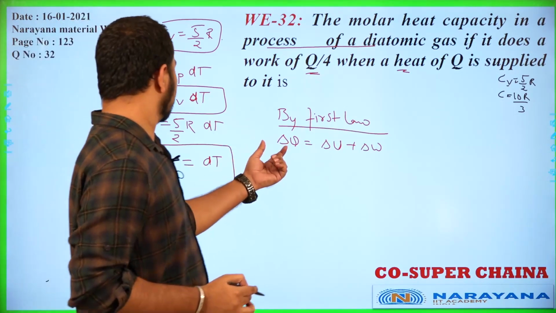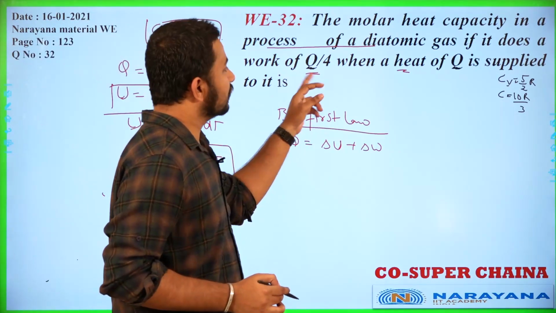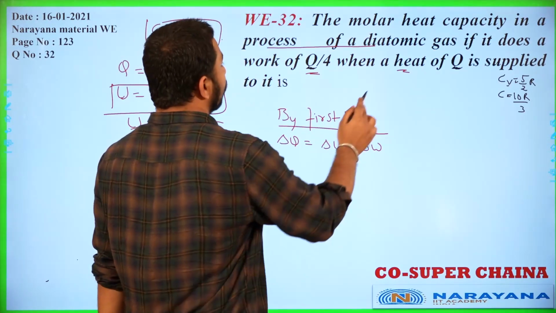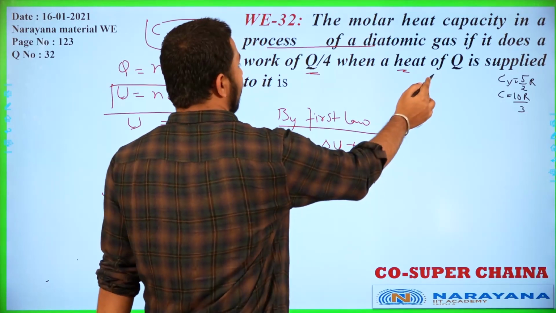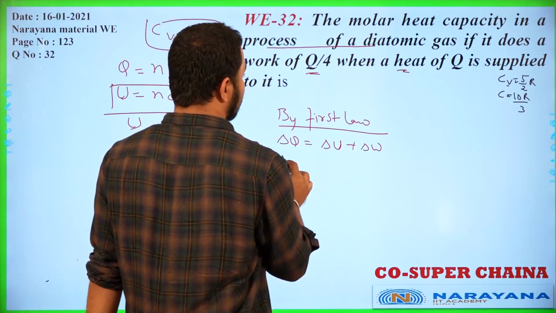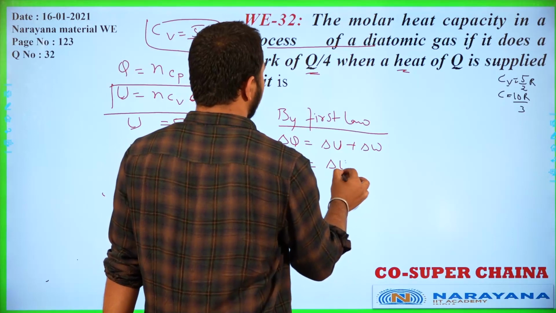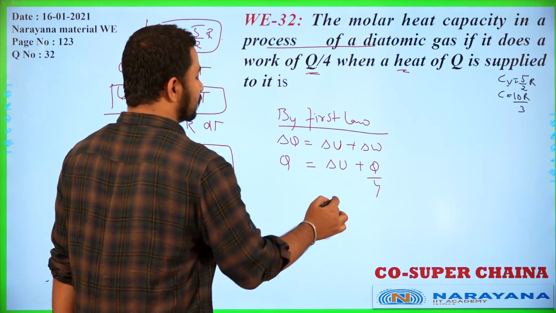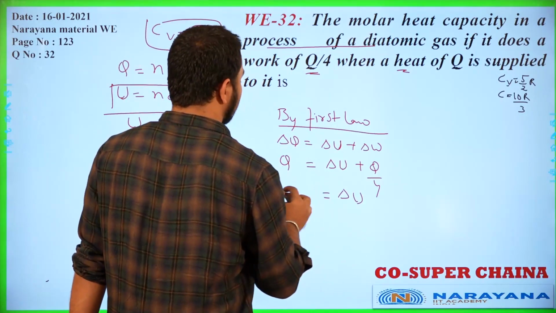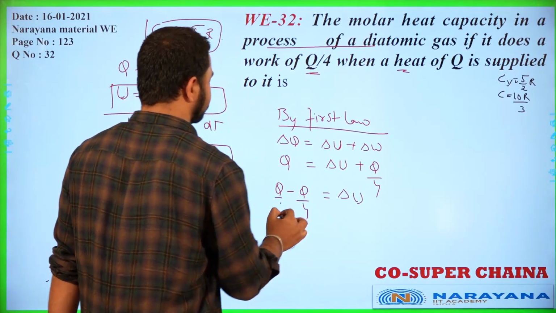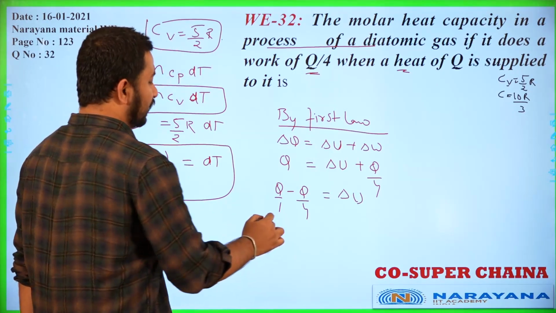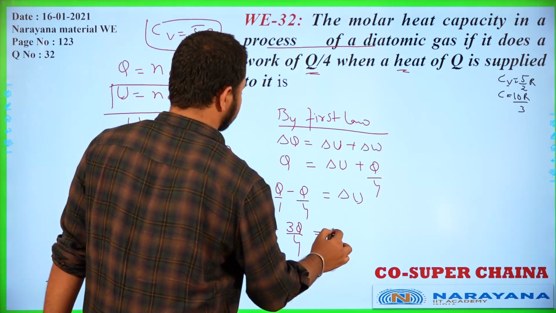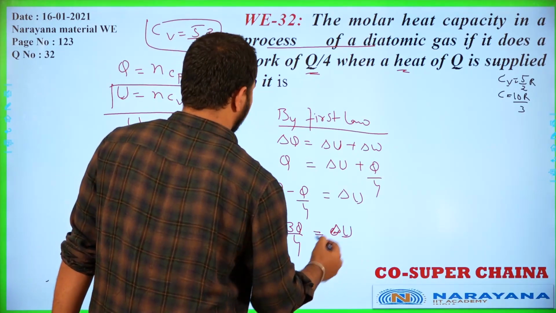Now if we substitute the values, the work done is Q by 4 and the heat supplied is Q. So we write delta U equals Q minus Q by 4. What is this coming to, students? This delta U will be 3Q by 4.